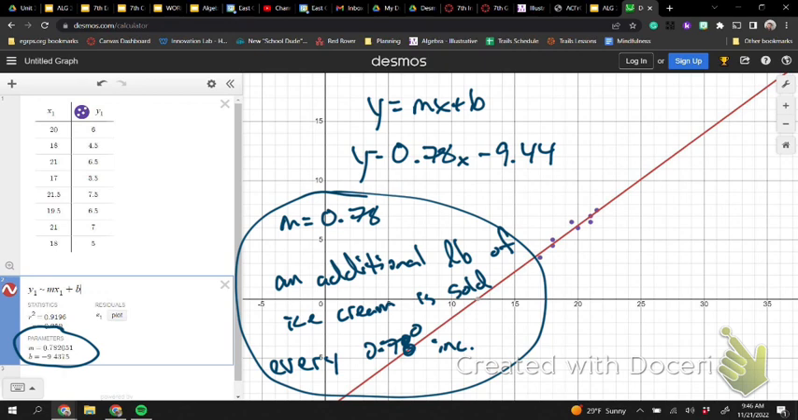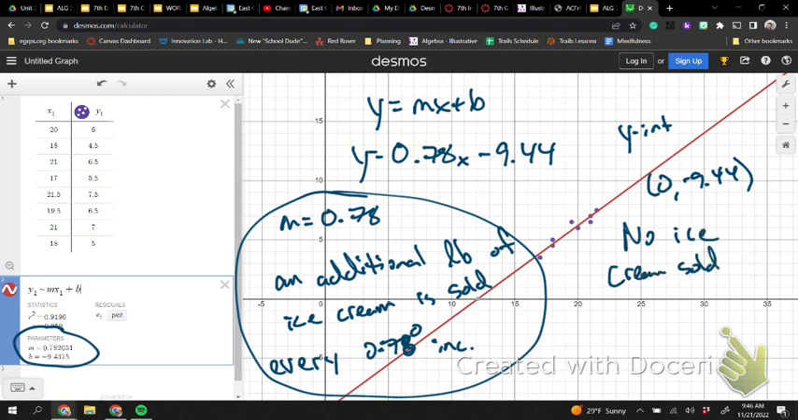What does the y-intercept mean? It's like the base of what people buy it at. That's the y-intercept, right? Right here? So is that like the minimum amount of degrees? Okay, so what is 0 is the pounds of ice cream. So that means that no ice cream sold when the temperature is negative 9.44 degrees. Does that make sense in context?